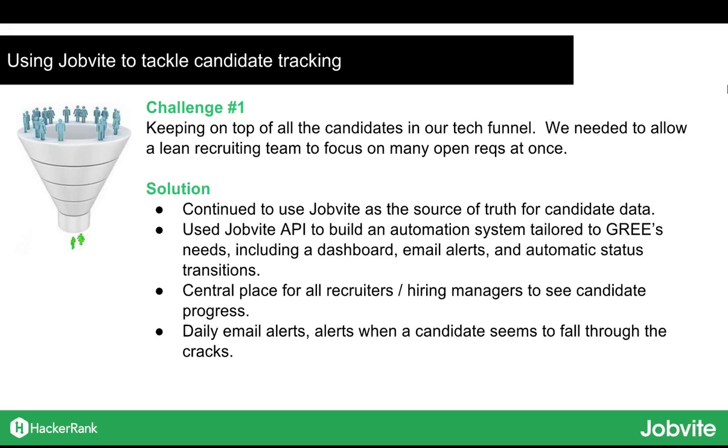A cool thing that we did was we built our own automation system that's tailored to our needs. The basic principle is that it has a nice dashboard. It lists all the candidates who are on track and not needing any particular action, but right up at the top it says, here are the candidates that you need to focus on today. They either are waiting for a phone screen or we haven't responded back to their availability. It sends us daily email alerts with candidates that need our attention. And it does a bunch of things with automatic status transitions in Jobvite.